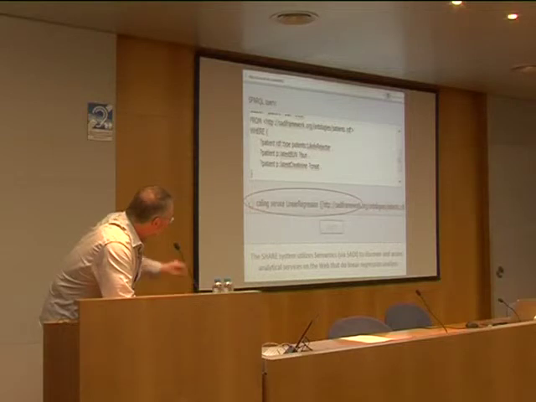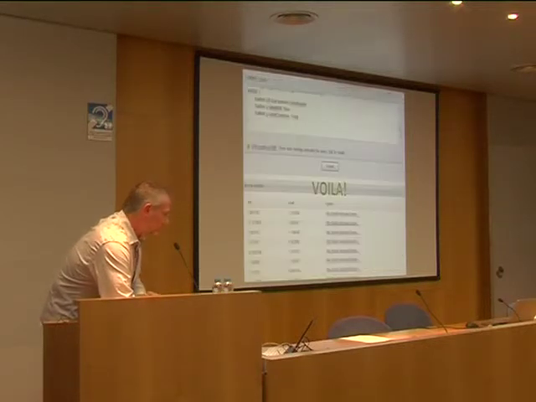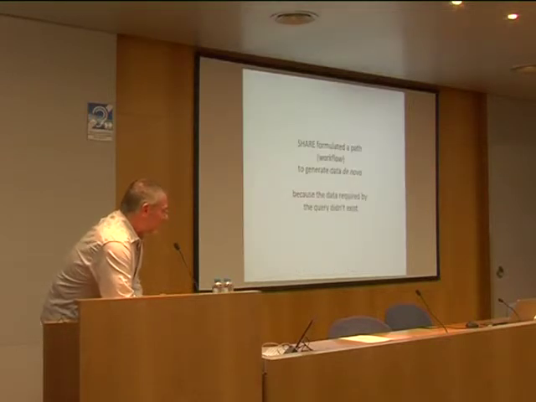And you'll see here, this is a screenshot of SHARE actually resolving that query, and it's found the service linear regression, and it's calling it. And voila, it comes back with an answer. So it formulated a workflow to generate the data de novo, because the data that was required to answer the query didn't exist.